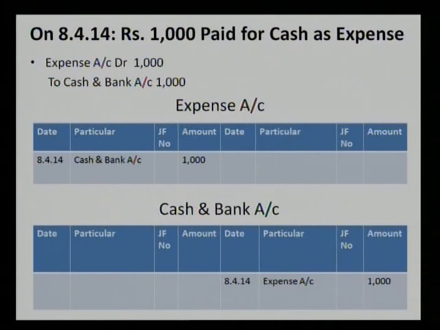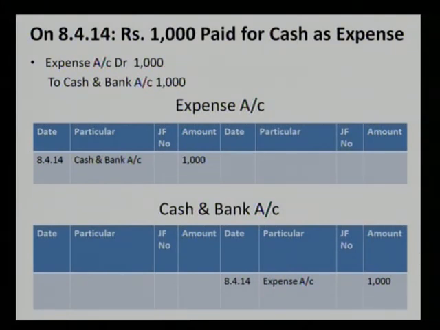We have to mention the date 8th April 2014. At the particular column we have to mention the name of the counter account. In this example it will be cash and bank account and we have to mention the amount at the amount column, 1,000 rupees.